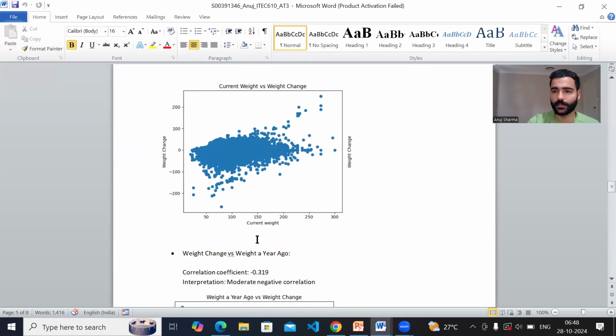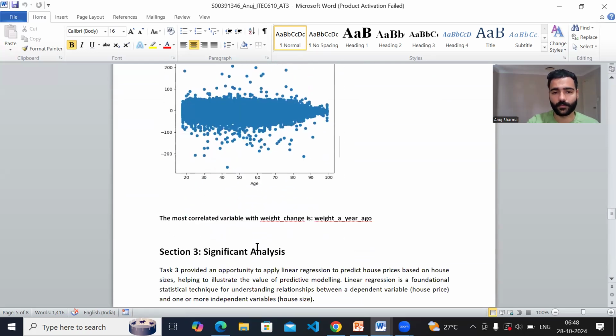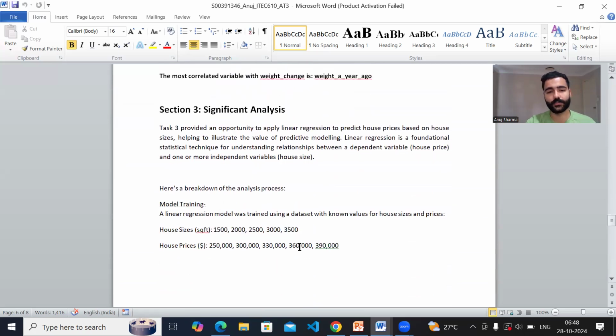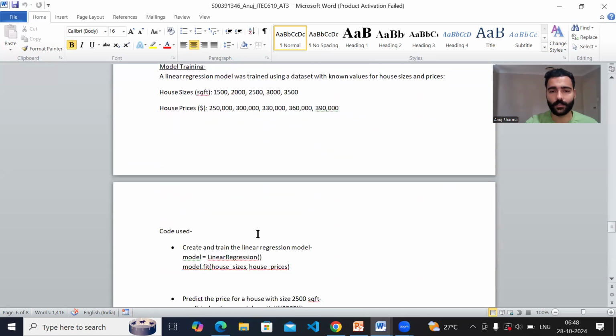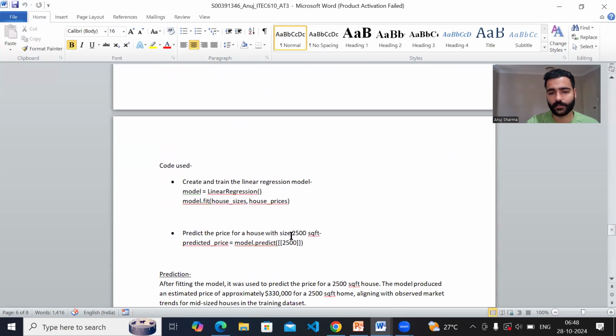So these are the visual representations that I added into my report. Now let's dive deeper into task 3, which was about linear regression. These are the data sets that we provided in order to train our model. The code used for linear regression is this, and for prediction is this.